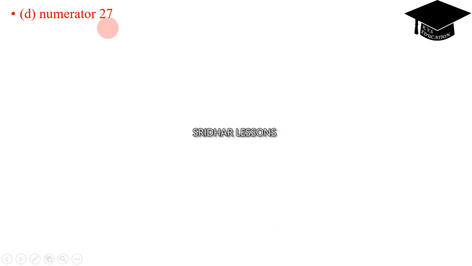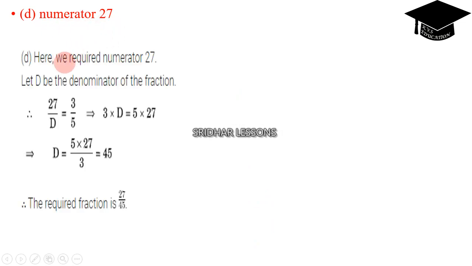Next, numerator should be 27. Here we require the numerator to be 27. So let d be the denominator of the fraction. Therefore, 27 by d is equal to 3 by 5. That means 3 into d is equal to 5 into 27. Therefore, d is equal to 5 into 27 by 3. 3 cancels 27 nine times. So 9 into 5 is equal to 45. Therefore, the required fraction is 27 by 45.